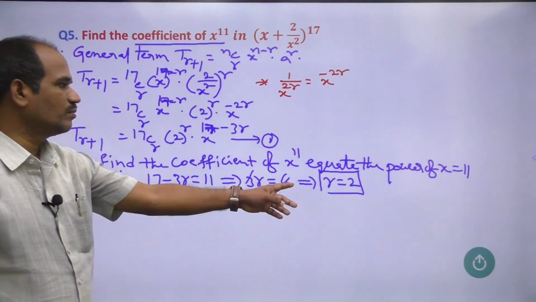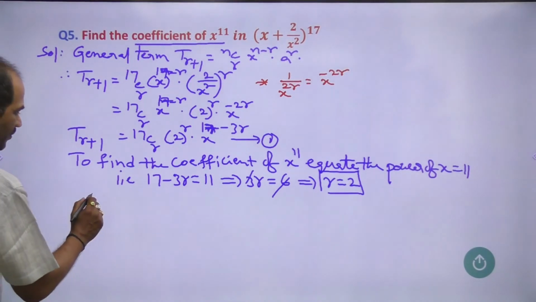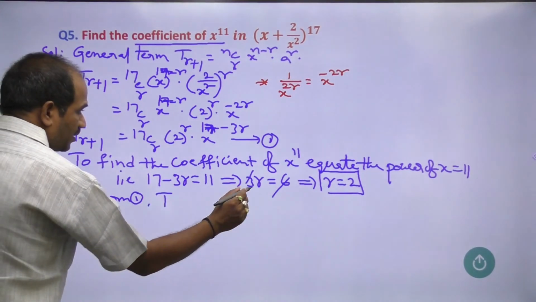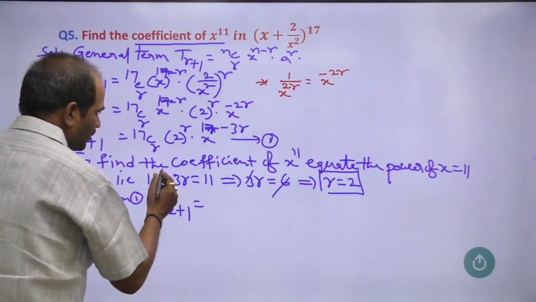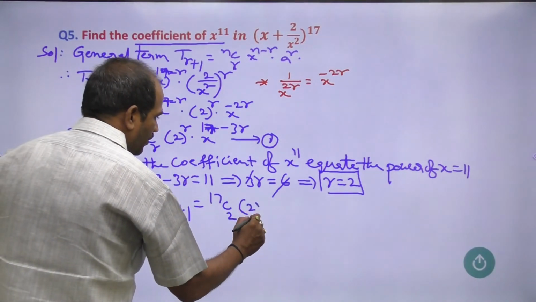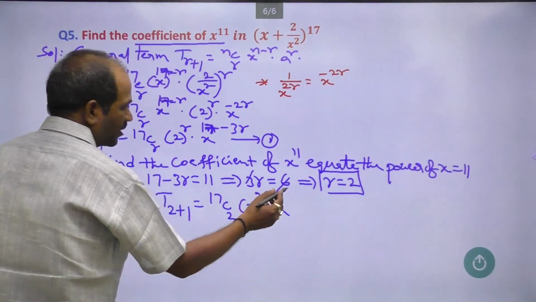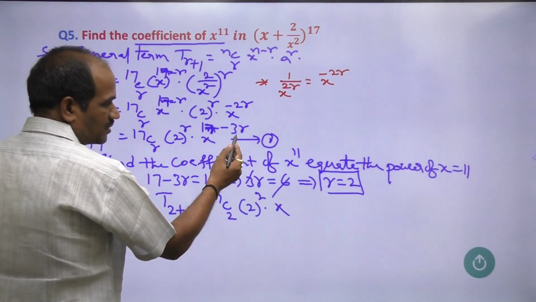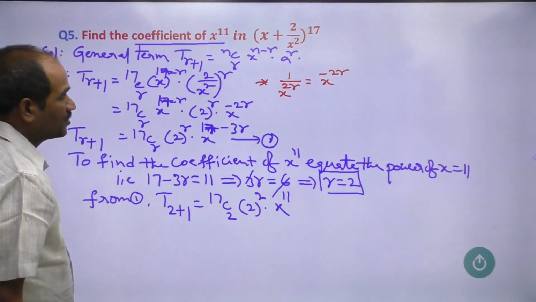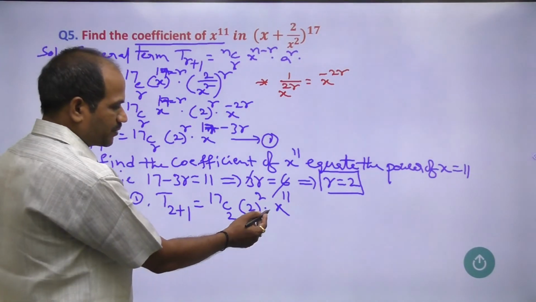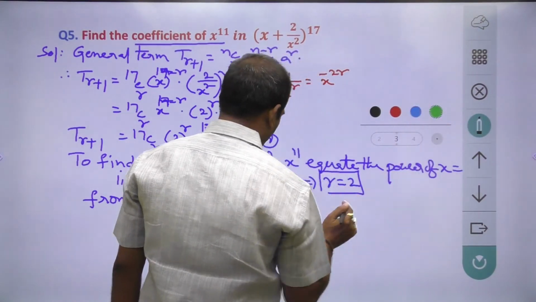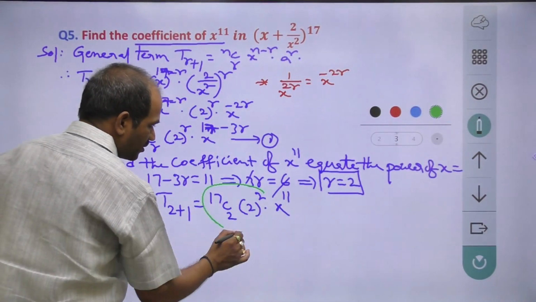So replace the r value 2 in equation number 1. From 1, T(2+1) is equal to 17C2 into 2 power 2 into x power, replacing r by 2: 3 into 2 is 6, 17 minus 6 is 11. So this is the x power 11 coefficient.